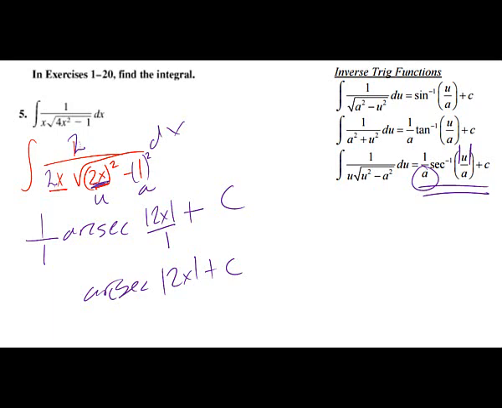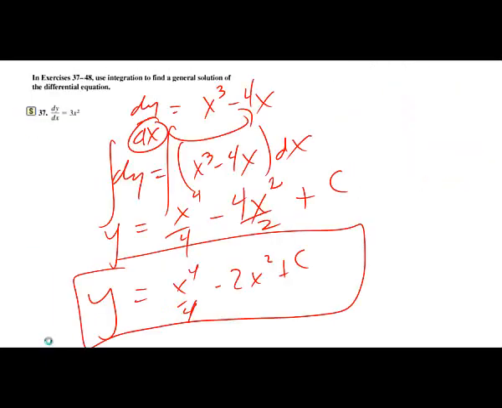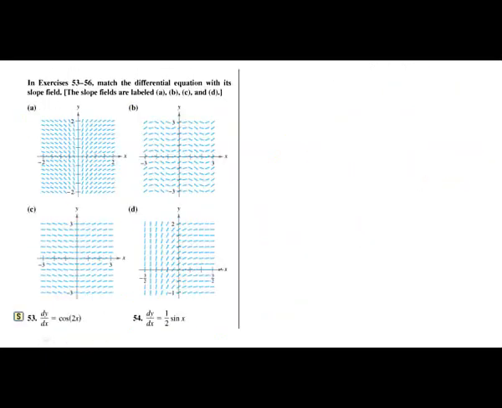53 on 410. Okay. That one? Okay. Not 54, just 53. Match the differential equation with the slope field. Which one looks most like cosine? B. All right, that one's not going to be on the test.